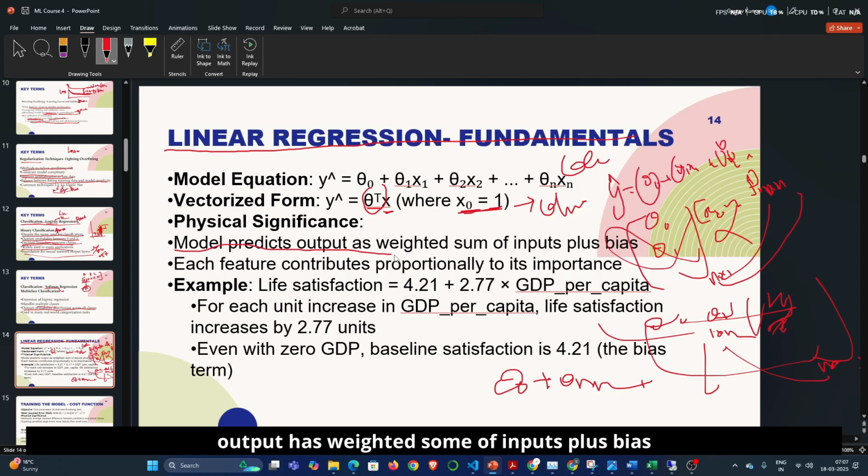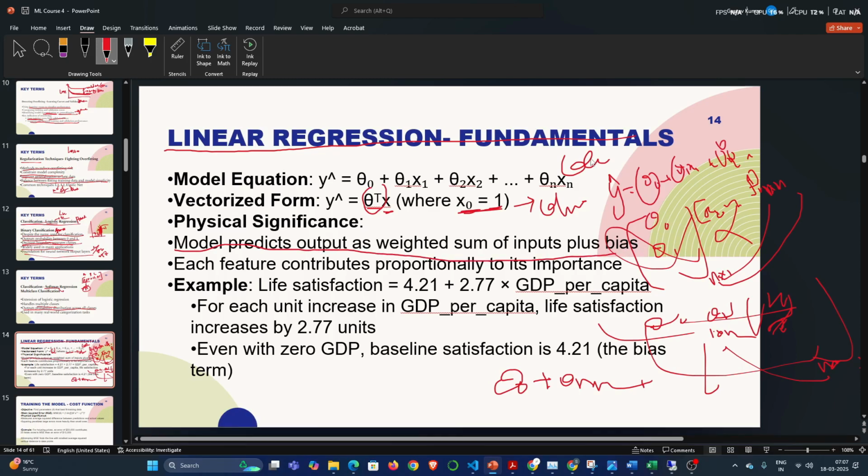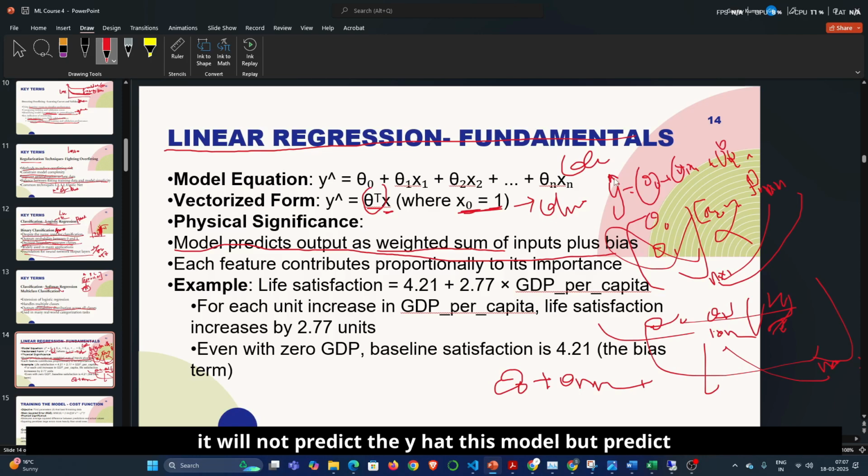Now it predicts output as weighted sum of inputs plus bias. It will not predict the y hat. This model will predict the inputs plus biases. Right? This theta 0, theta 1, theta x, these all will be predicted by this model. Then we put this in our equation and we get our y hat.